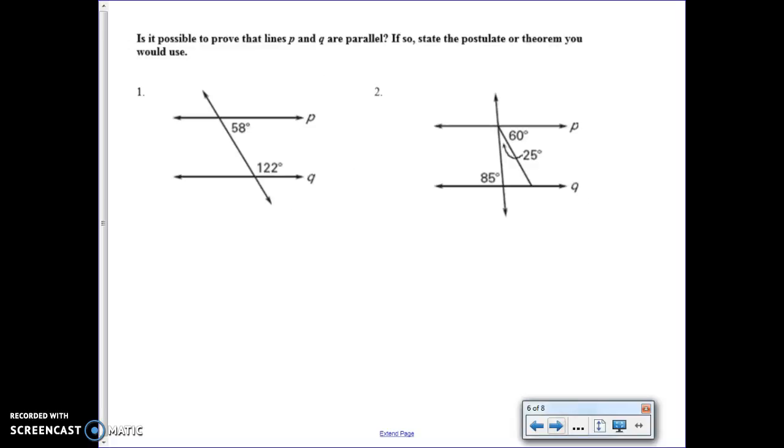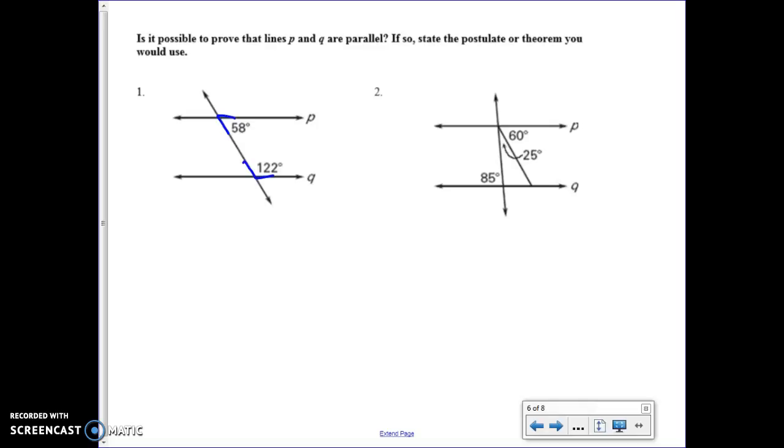Okay, so how can we use this information? It says, is it possible to prove that lines P and Q are parallel? If so, state the postulate or theorem that you would use. So if we look at example 1, we have lines P and Q, and we have two angle measures. What I notice is that those angle measures appear to be consecutive interior. They're both on the inside, and they're on the same side of the transversal.